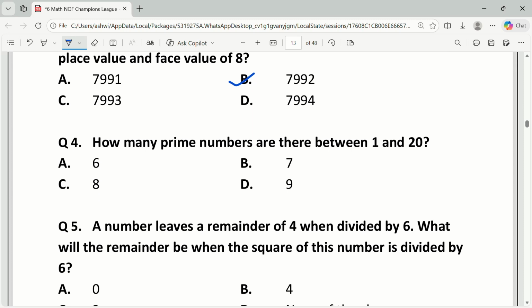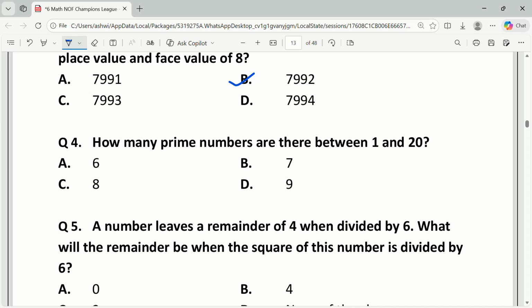Question number 4. How many prime numbers are there between 1 and 20? The numbers are 2, 3, 4, 5, 6, 7, 8, 9, 10, 11, 12, 13, 14, 15, 16, 17, 18, 19.